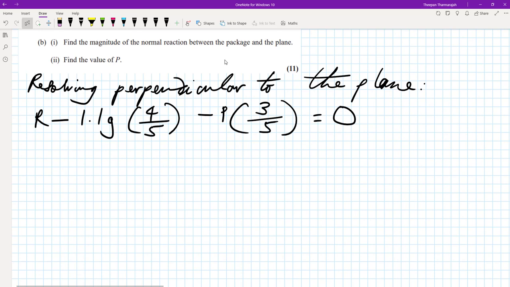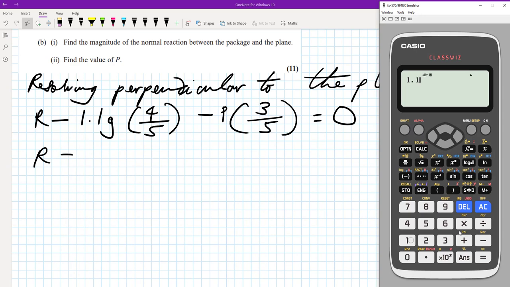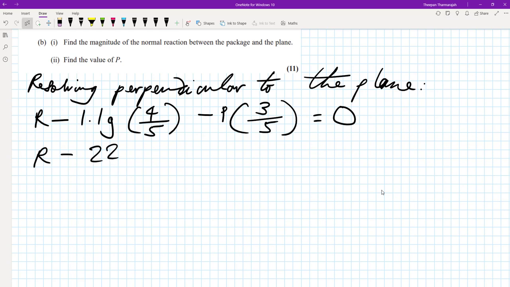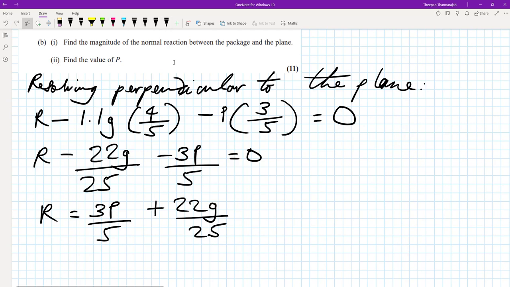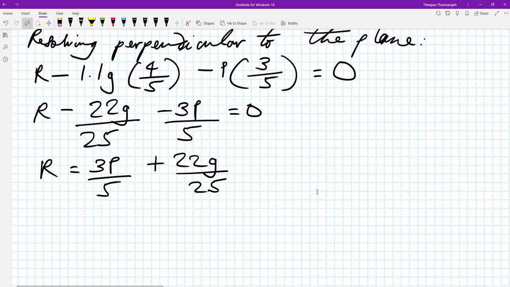So we can say that R minus, I like to leave my answer in terms of g, so it's 1.1 times 4/5, which is 22g over 25, minus 3P over 5 equals 0. So R is 3P over 5 plus 22g over 25. So we can now resolve parallel to the plane.